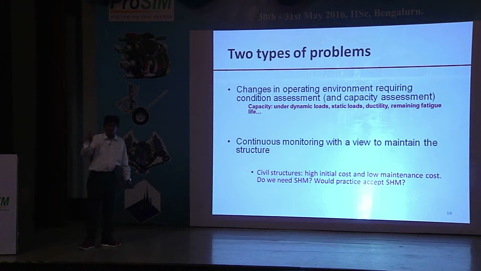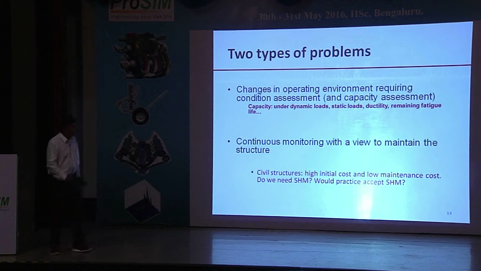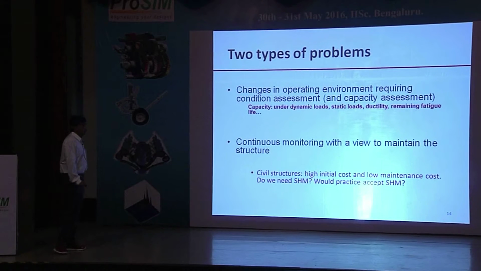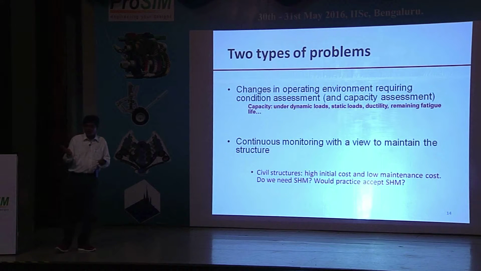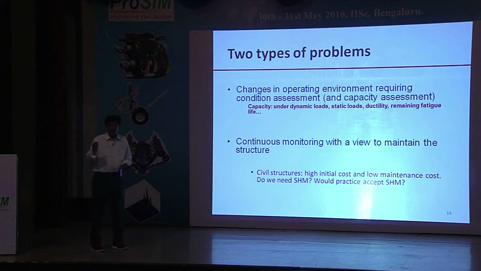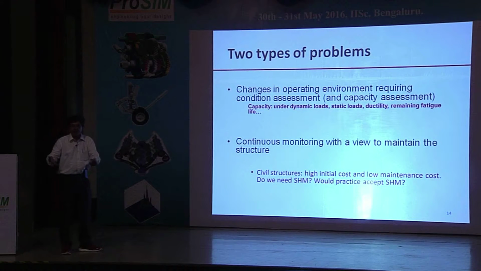Now, here there are two types of problems that one can think of. One is changes in the operating environment. For example, a railway bridge may carry higher loads, or a faster train, or a locomotion technology may change, or if you look at earthquakes, the perception of the risk may change. I will come to that. So then I have to take a decision on whether we can continue to use the structure as it is, or does it require any retrofit or any other additional measures.